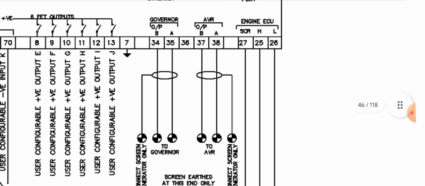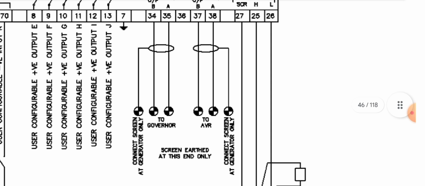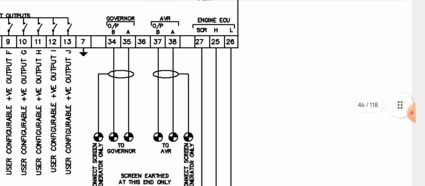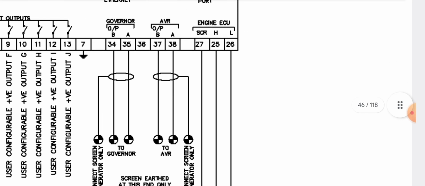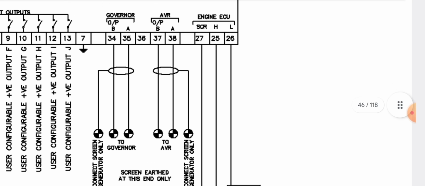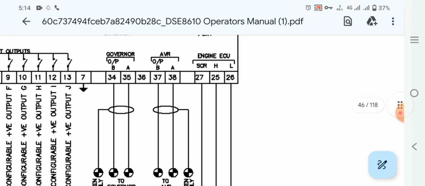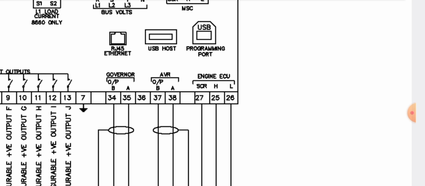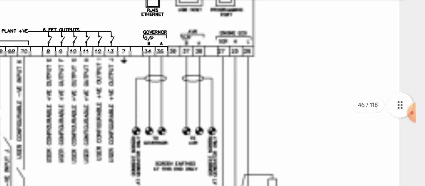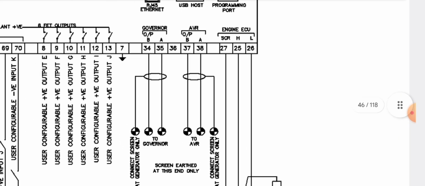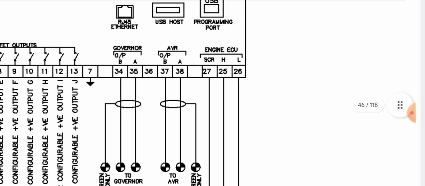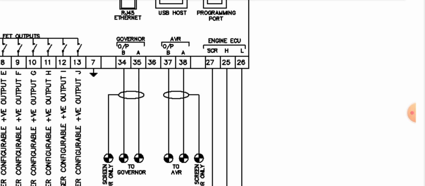And pin 34, 35, this is your governor engine speed controller output. This gives you 5 to 10 volts to control your engine governor speed. And also pin 37 and pin 38, this is the AVR output to control your generator output supply. This is a changeable 10 volt DC supply output for the governor and for the AVR.